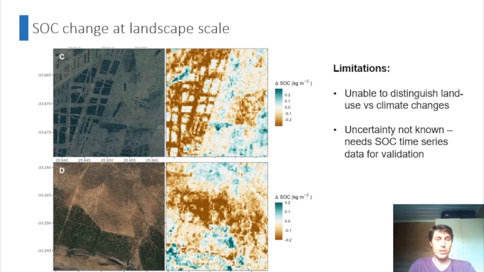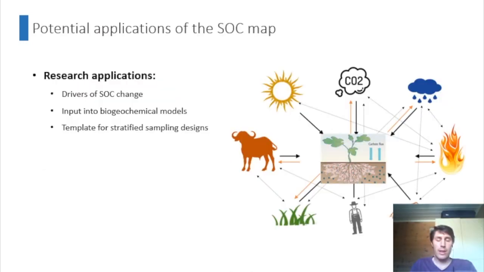Finally, I'd like to explore some of the applications and use cases of a soil organic carbon map and a trend map like the ones I presented. Some of the research applications include exploring the drivers of soil organic carbon change. Now that we have a map of where soil organic carbon has increased and decreased, we can overlay this with layers of disturbances like herbivory and fire, or abiotic drivers like rainfall, and look at how these relate to each other over space and time.